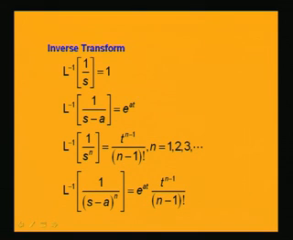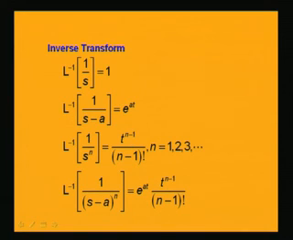Similarly, the inverse Laplace of 1 by s to the power n equals t to the power n minus 1 by n minus 1 factorial. Already you know the Laplace transform of t to the power n. So, in a reverse way you can find the inverse Laplace of 1 by s to the power n.